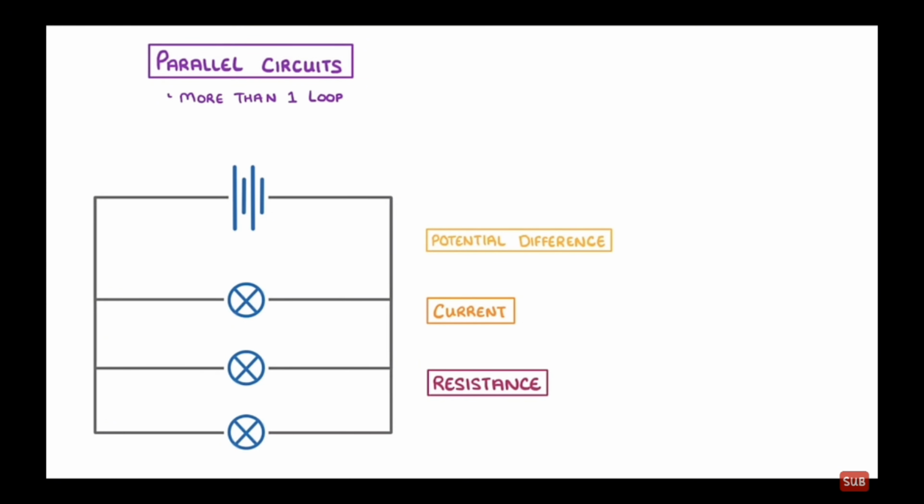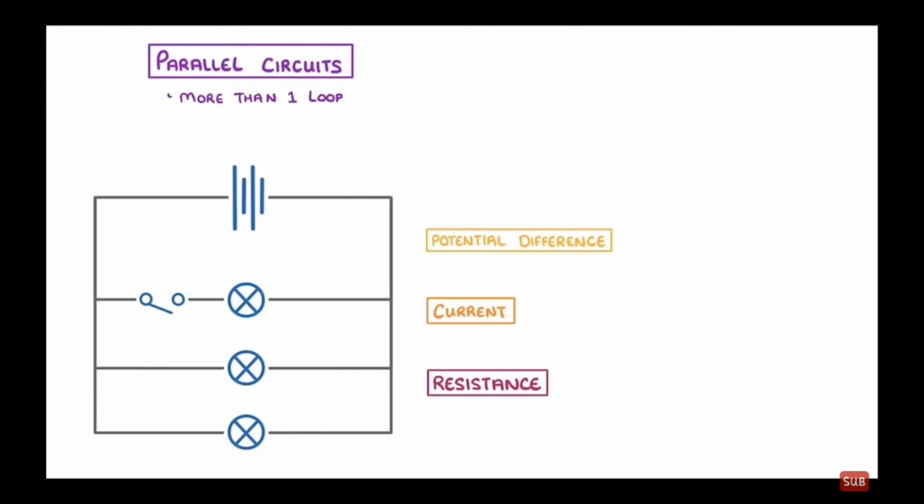Often though, circuits will be a mix of series and parallel parts. So although we might have multiple loops, we could still have more than one component in some of those loops. If you're not sure what series circuits are, then it's probably worth checking out our video on that first. We put a link to it down in the description.